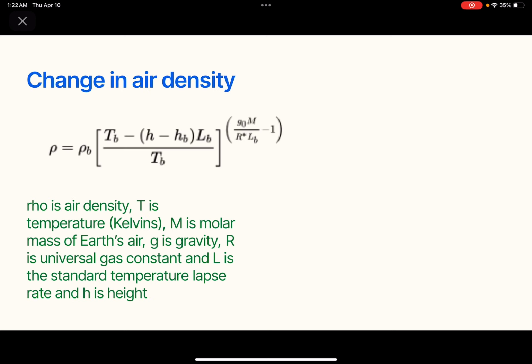And then the change in air density, where rho is the air density, I found this formula on Wikipedia, and so I used it to calculate it by doing rho is equal to the initial air density times the initial temperature minus height minus the initial height, all times the standard temperature lapse divided by the initial temperature, all to the exponent of gravity times the molar mass of Earth's air divided by the universal gas constant times the standard temperature lapse, minus 1.